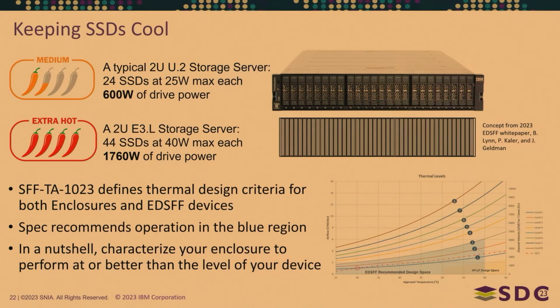So, keeping your SSDs cool. If you look at a typical 24 drive 2U U.2 storage server, you've got 24 SSDs running at 25 watts max. That's potentially 600 watts of heat generated just by the drives. Now if we look at what happens when we use E3.L, you could fit 44 SSDs in that space at 40 watts each. Well, that's nearly 3 times as much power.